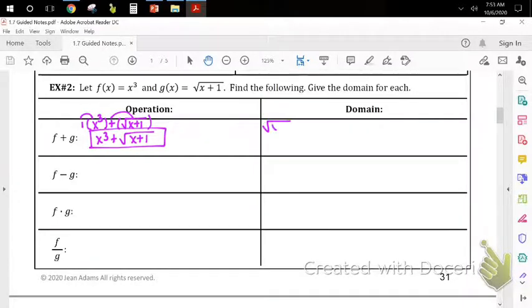So the square root of x plus 1 is greater than or equal to 0. Well, let's get rid of the radical. So really, we got x plus 1 is greater than or equal to 0. Move the 1 over, and we find that x is greater than or equal to negative 1.